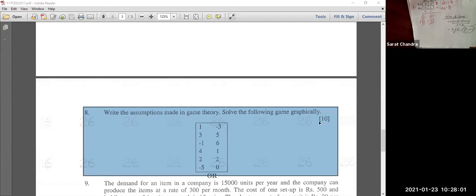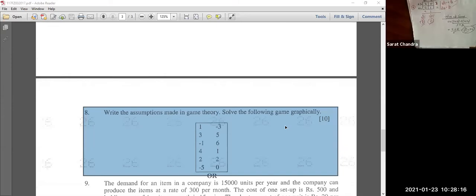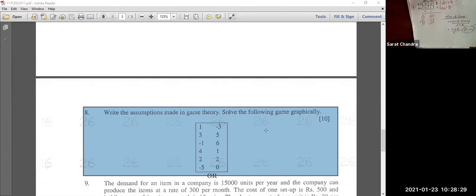Okay, so yes, I told you in the last class, somebody asked me whether this question is for 5 marks or 10 marks. Mostly, the graphical method means they will give you a 10 marks question. Sometimes I have seen in 1-2 years they have asked 5 marks questions also. Anyway, one question will be compulsory from this theory of games, and it will be very easy to solve.